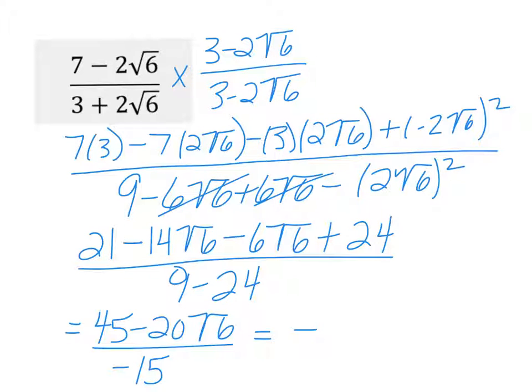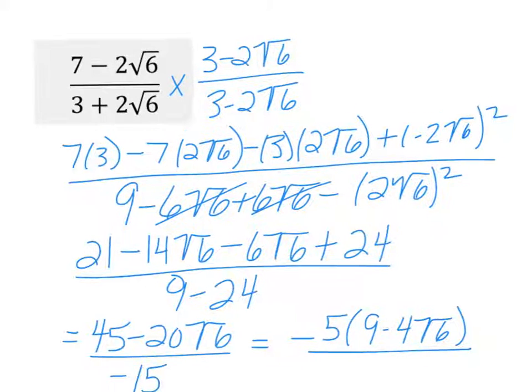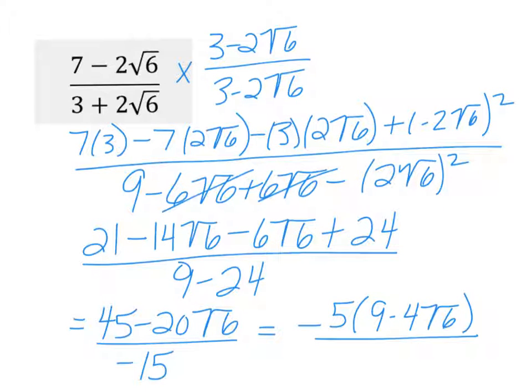So for our final answer, we do have some commonality here. The 45 and the 15 can be reduced. So if we take out a 5, then we have 9 minus 4 multiplied by the square root of 6, and that will be divided by 15. And we can reduce that further. If we take the 5 into 15, that will give us 3. So our final answer will be negative 9 minus 4 multiplied by the square root of 6 over 3.